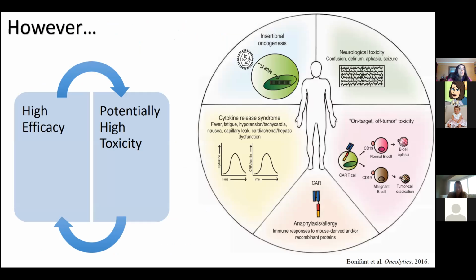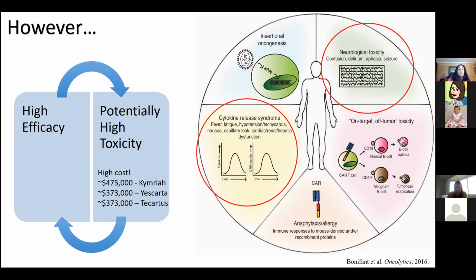However, as I mentioned, CAR T cells have high efficacy, but potentially high toxicity. The two that we are most concerned about, especially in the acute period, are cytokine release syndrome and then neurologic toxicity. It's also a very expensive product. The first CAR T cell approved, for childhood ALL, has a price tag of $475,000 for one dose. Yescarta and Tecartus were both approved for different B-cell lymphomas, and they have a price tag of $373,000.